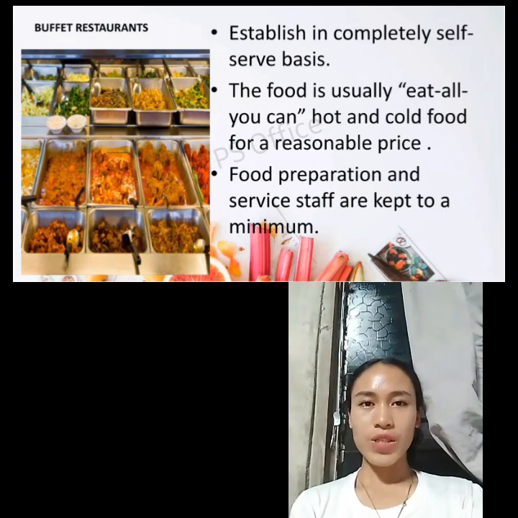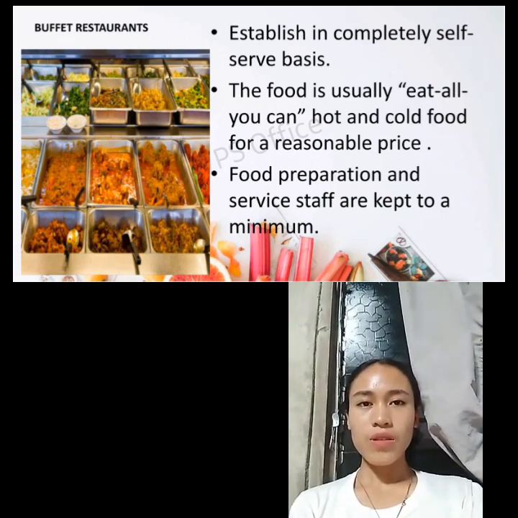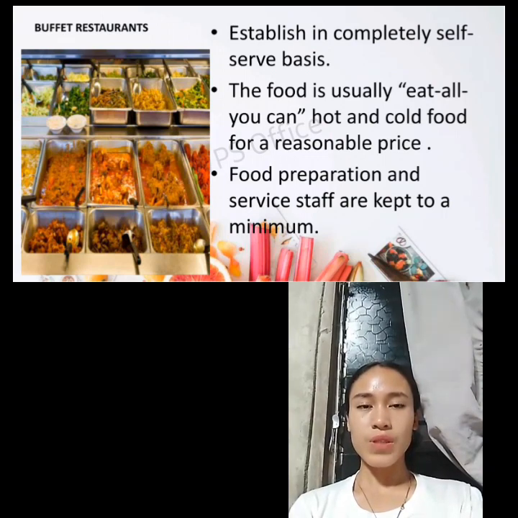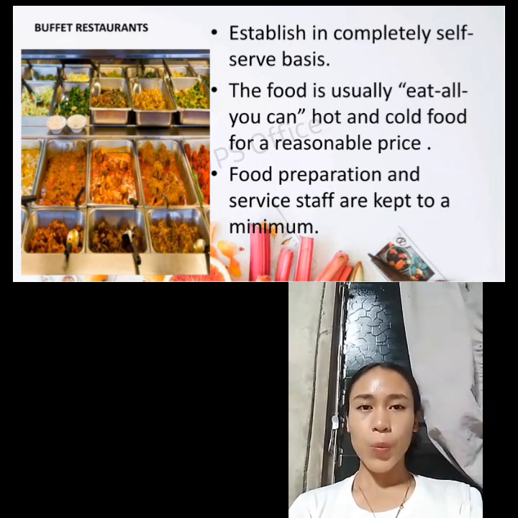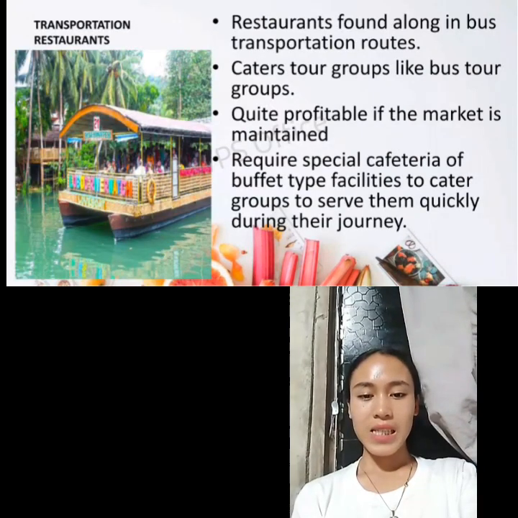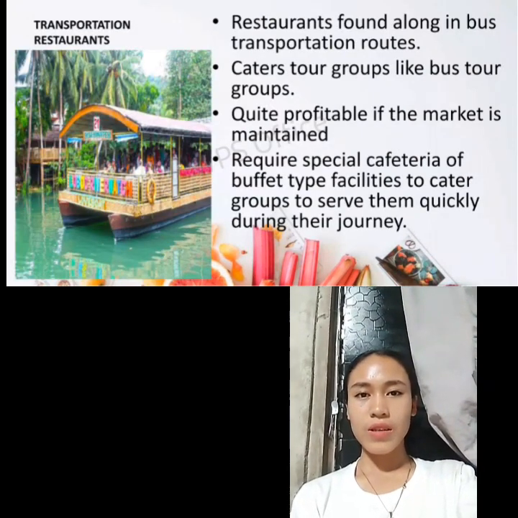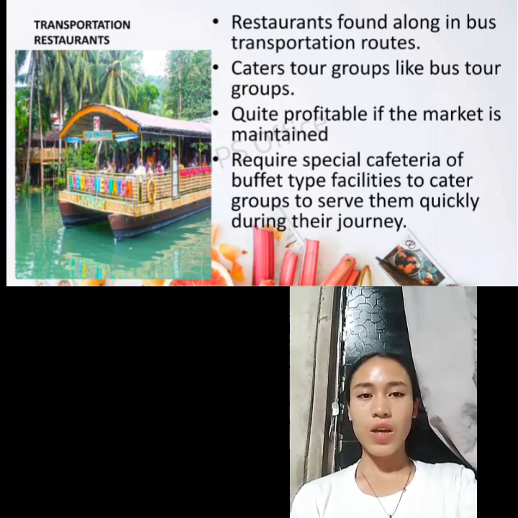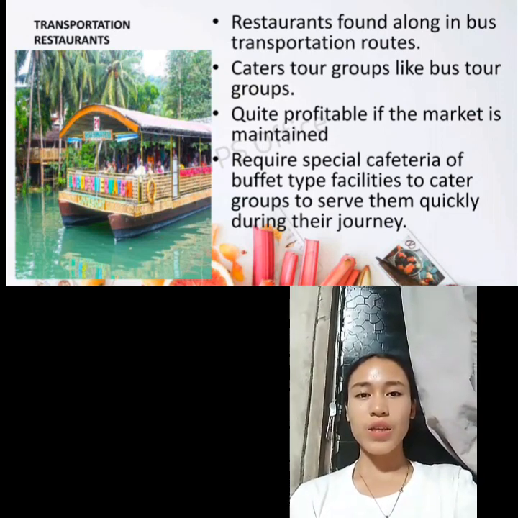Next is the buffet restaurant. Buffet restaurants allow customers to serve themselves from a variety of dishes laid out on a buffet lane. Customers pay a fixed price to enjoy unlimited servings of food during their visit. And lastly, transportation restaurants. Transportation restaurants are typically located in transportation hubs such as airports or train stations. These establishments cater to travelers looking for quick meals before boarding.